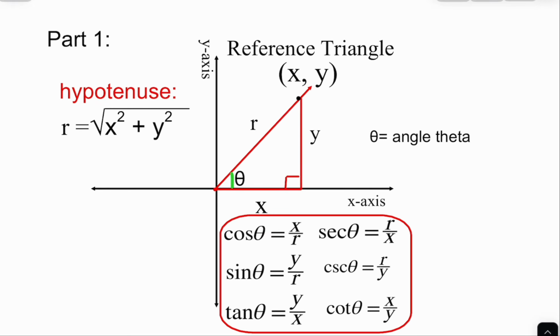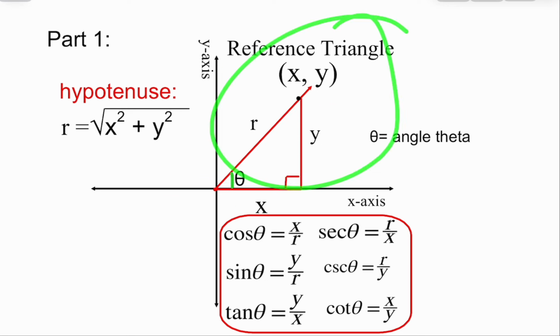So let's say we have the x and y axis, and we have built a triangle based upon some point xy, and you always build this by connecting to the x-axis and connecting to the origin. You'll see me do that every time. Your x and your y are just directional based upon where you're at. They could be positive or negative.